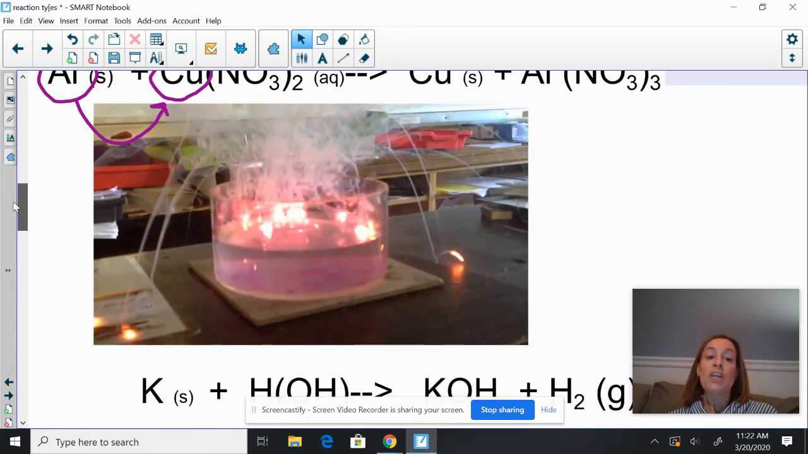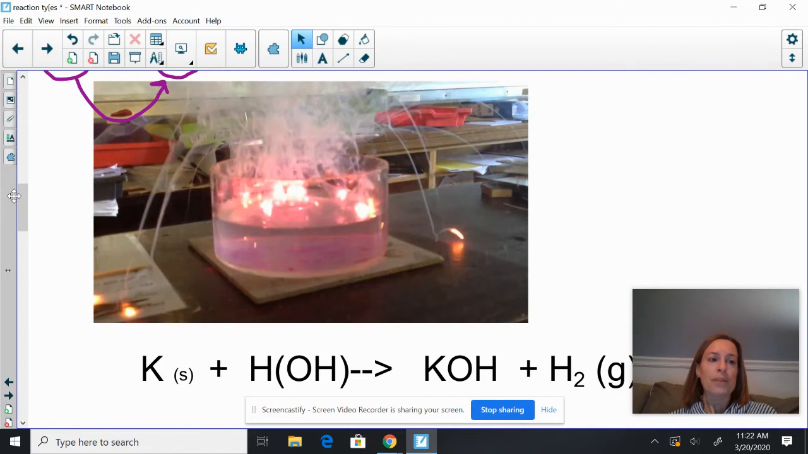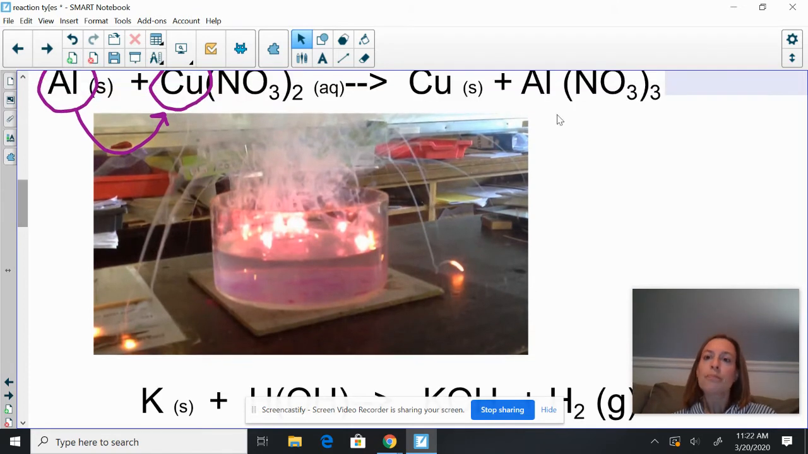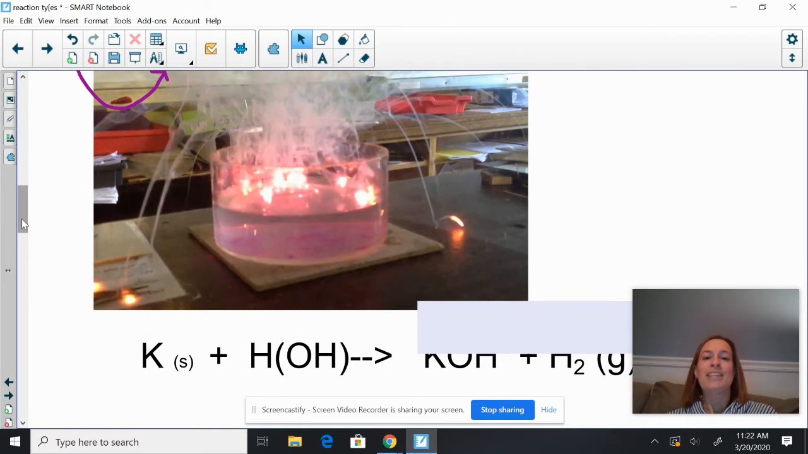Another more vigorous reaction that we saw, let's see if I can hide this for a sec, is we took a piece of potassium as well as a piece of sodium, and I placed it in water, and we saw this really dramatic reaction. I had placed some phenolphthalein, which is an indicator solution, in the water. When the potassium went in, we saw a lot of flames. It was popping, and it turned the water a fuchsia color.